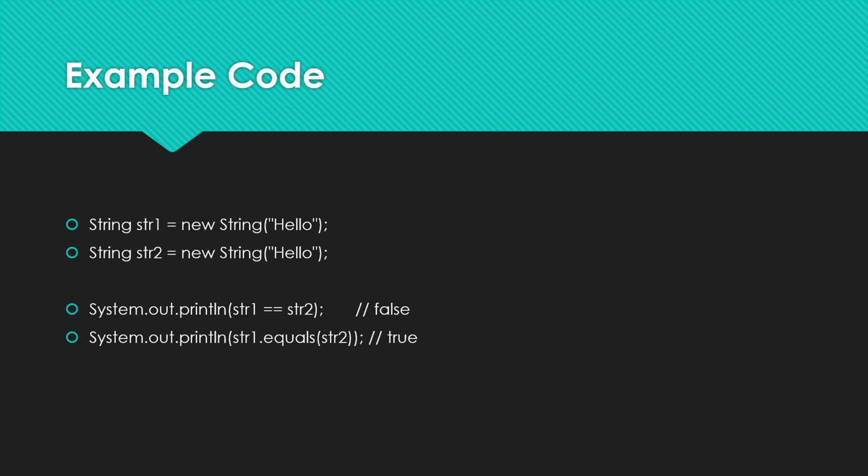Here is a simple example. String str1 = new String("hello"); String str2 = new String("hello"); Now if I check str1 == str2, it is false because they are two different objects. But str1.equals(str2) is true because both objects contain the same text.